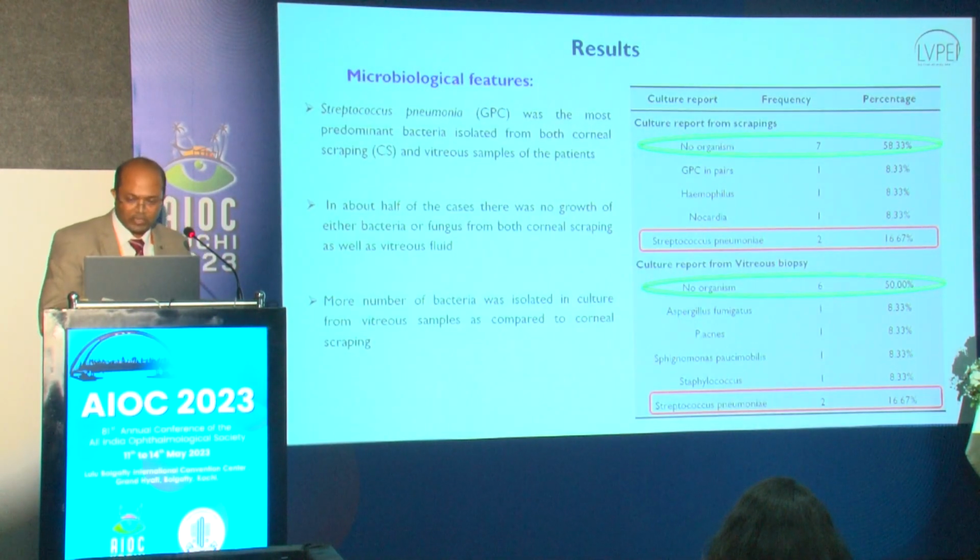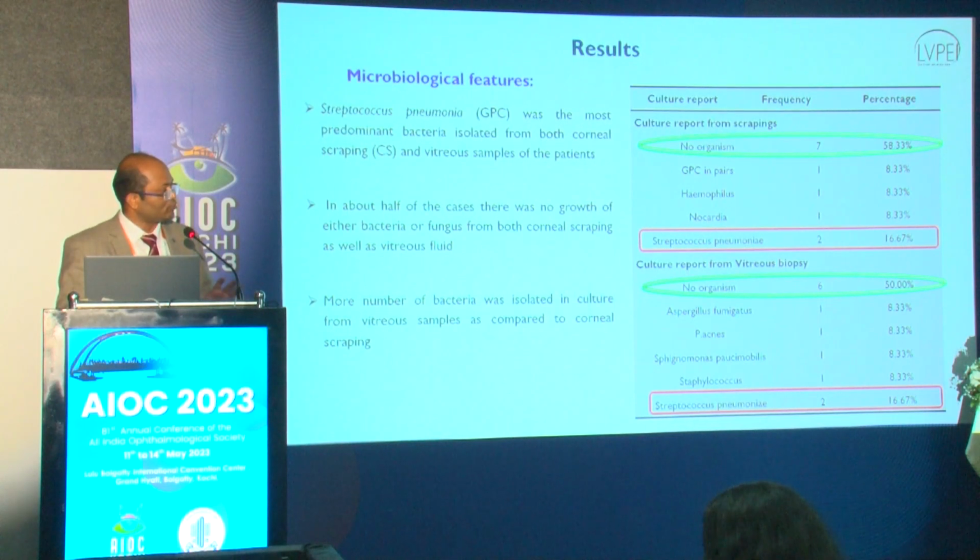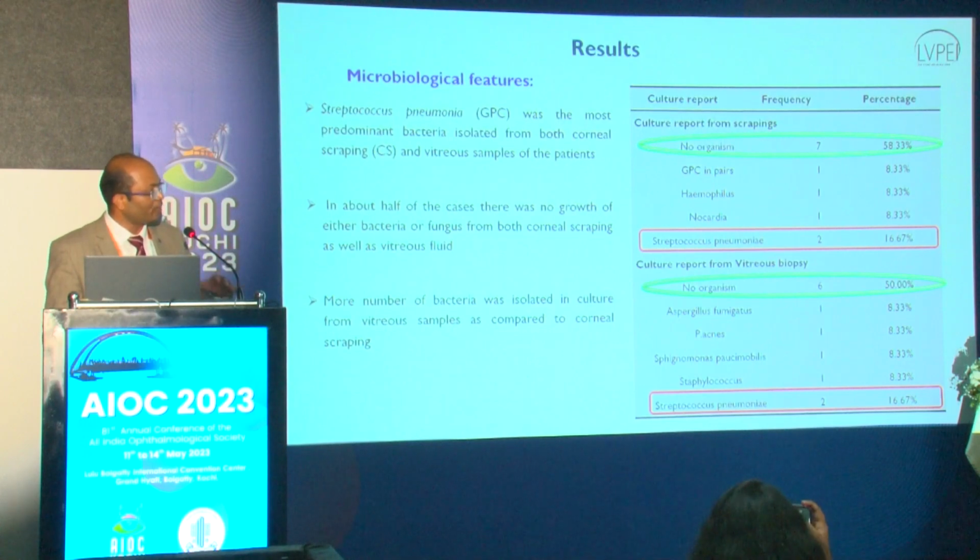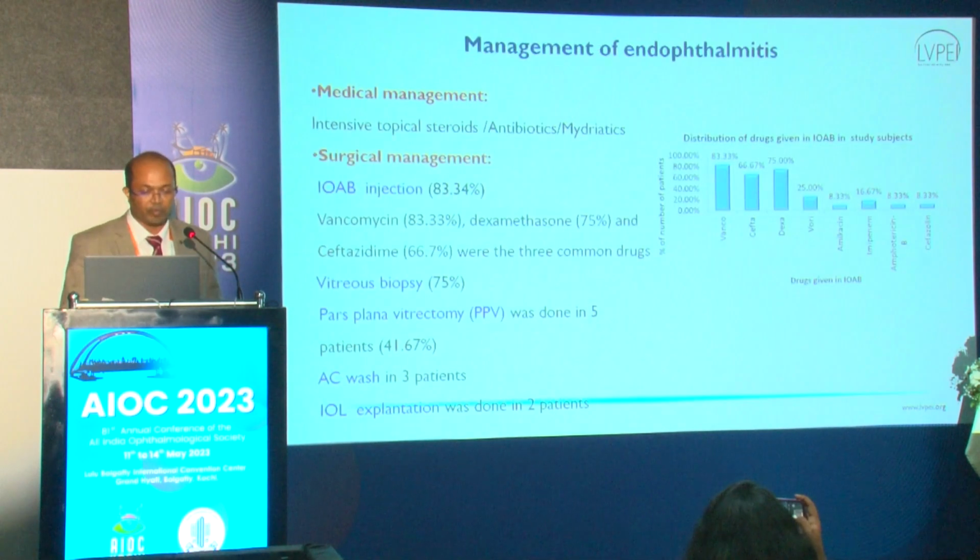So what are the microbiological features? I think 50% of them didn't grow any organism, so they were all culture negative endophthalmitis. Streptococcus pneumoniae was the commonest organism seen in both groups when we cultured from the scraping as well as the vitreous biopsy. More bacteria were isolated in culture from the vitreous sample as compared to corneal scraping. This is also something interesting compared to adult endophthalmitis. Bacteria came out more from the vitreous sample compared to the corneal scrapings.